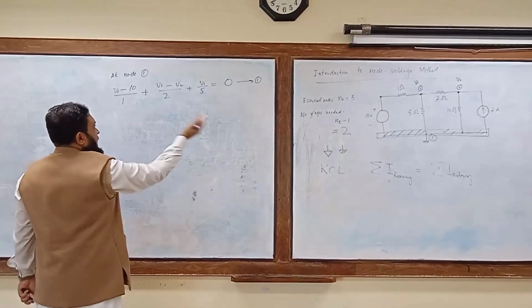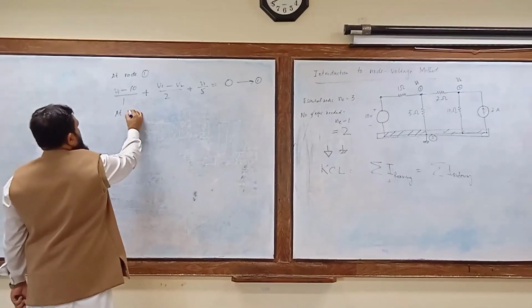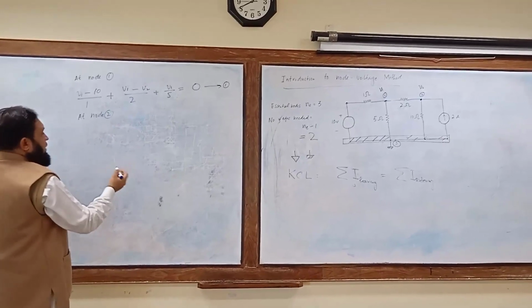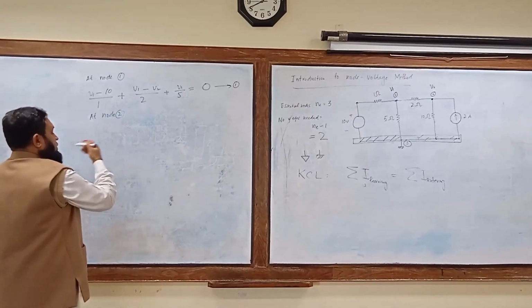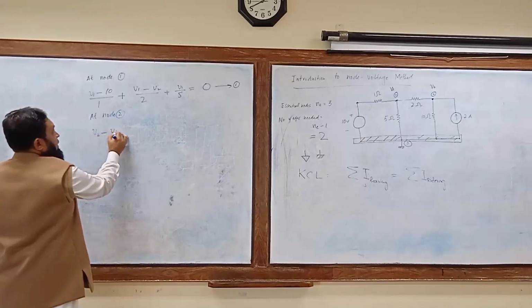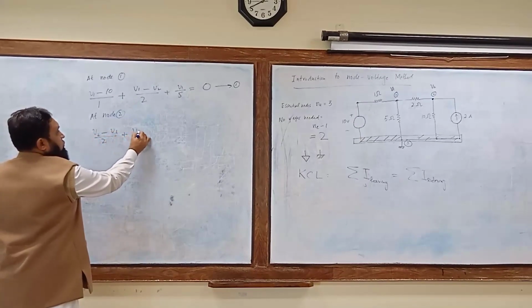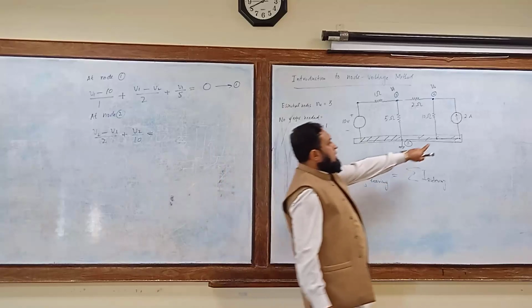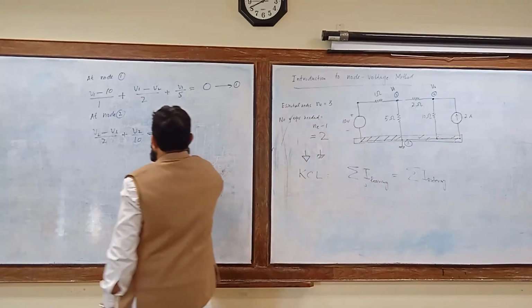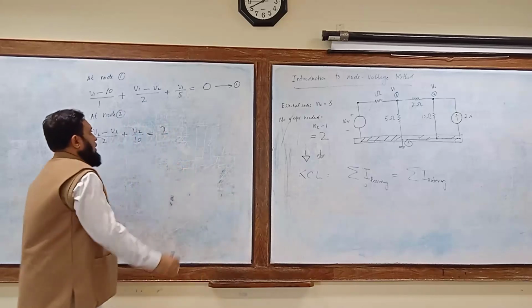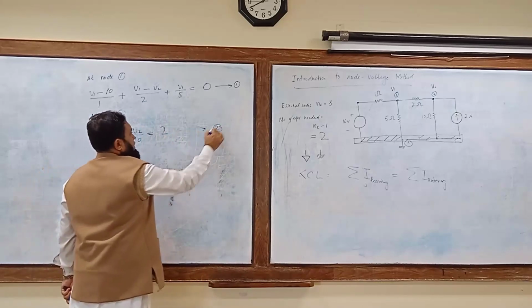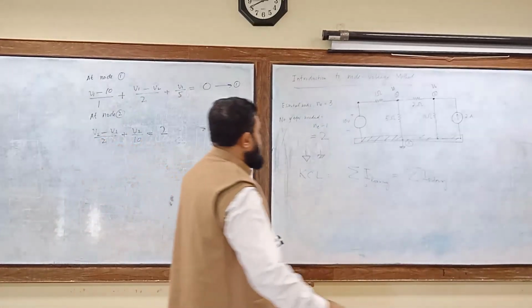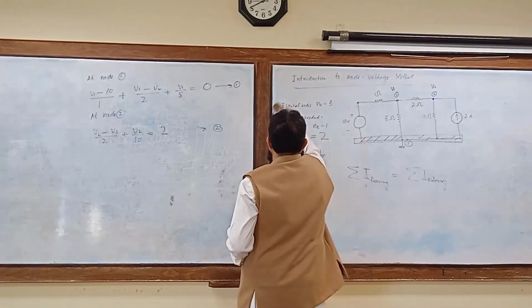Now applying the KCL at node number 2. Okay, so at node number 2, assume that the current is leaving at node number 2 towards node number 1, so you can write (V2 minus V1) divided by 2 plus V2 divided by 10 is equal to this current, the 2 ampere current is entering, so we can write this as 2, and mark this as equation number 2.